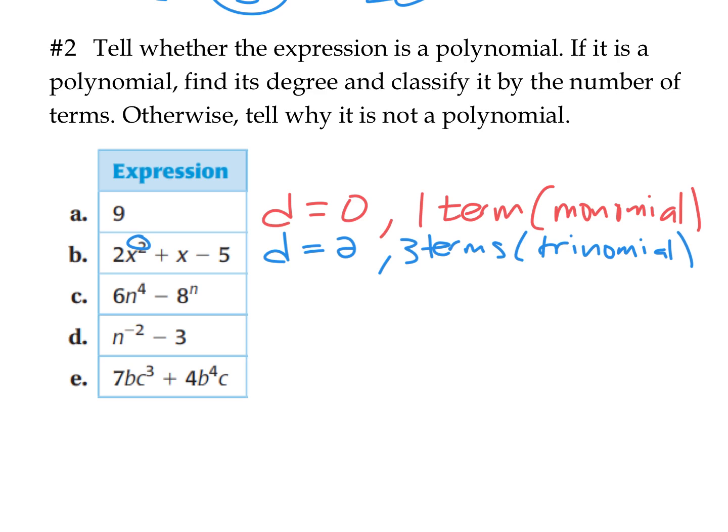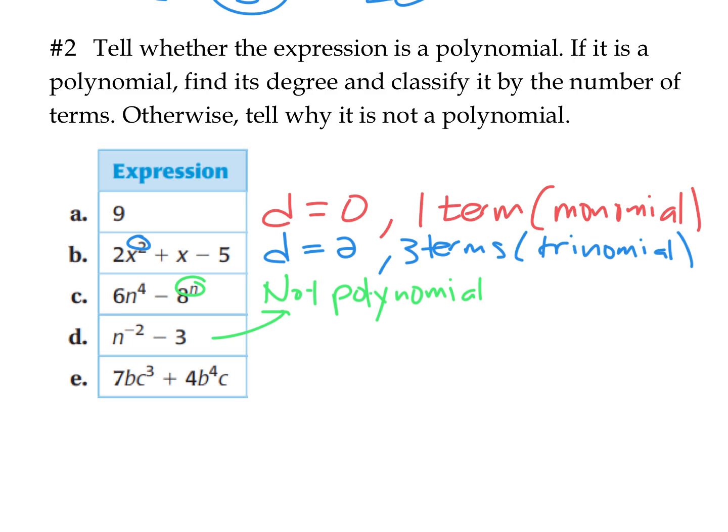Next, we have 6n to the 4th minus 8 to the n. Not a polynomial. Why do you think it's not a polynomial? If you think back to what we talked about, it can't have a variable as the exponent. So 8 to the n. Because of that, that makes it not a polynomial. Then next we have n to the negative 2nd minus 3, also not a polynomial, because we have n to the negative 2nd. Can't have a variable to a negative power.